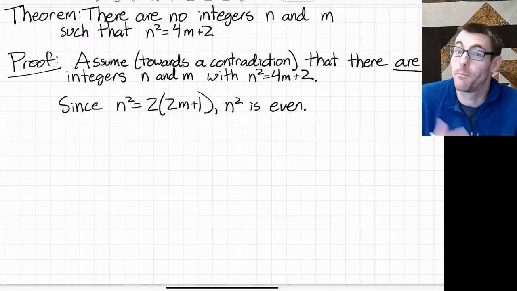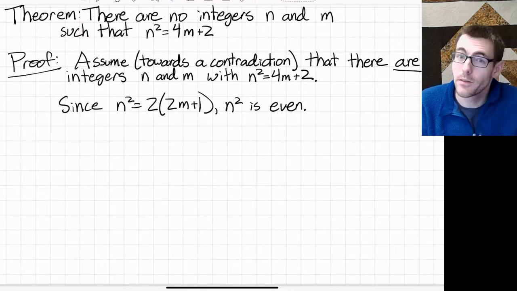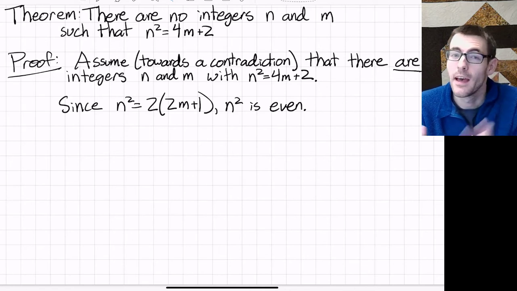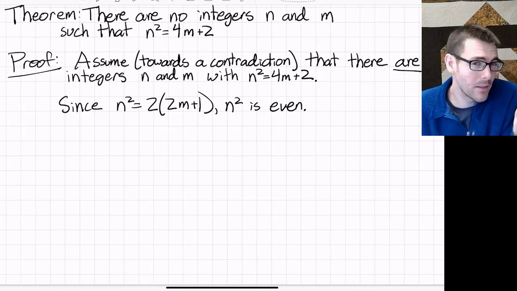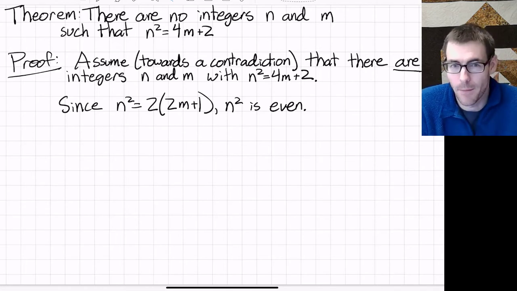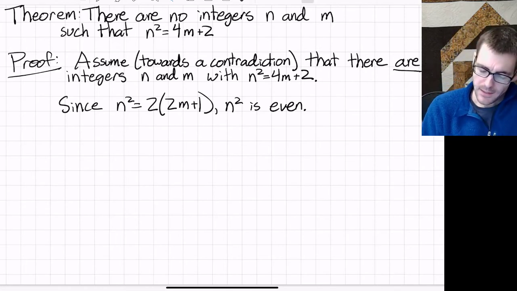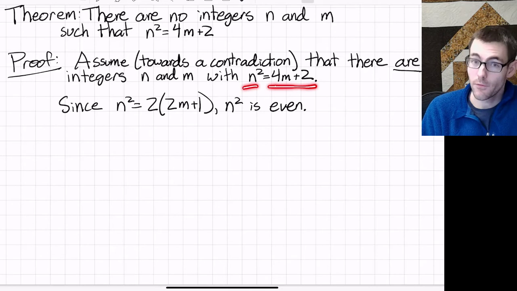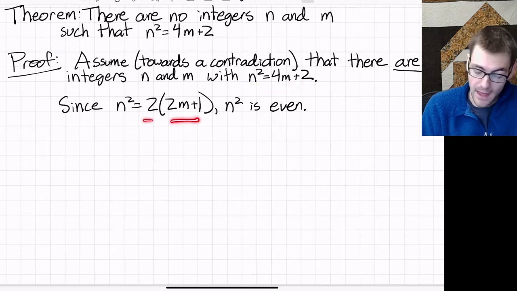All right, how do we actually go about this? Well, the contradiction that we are angling towards has to do with showing that something is even, and that it's equal to something else that's odd, and then that of course can't happen. So here's how we get there. Since n squared equals 4m plus 2, we know that n squared must be even.